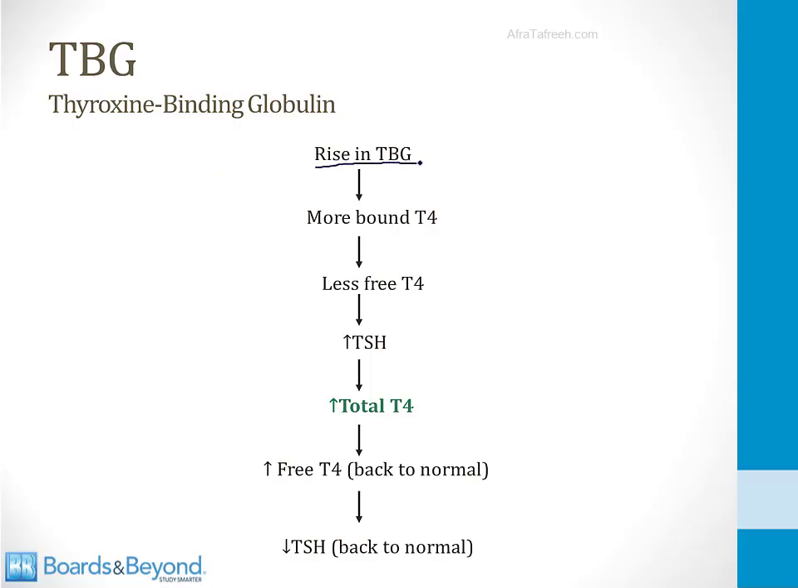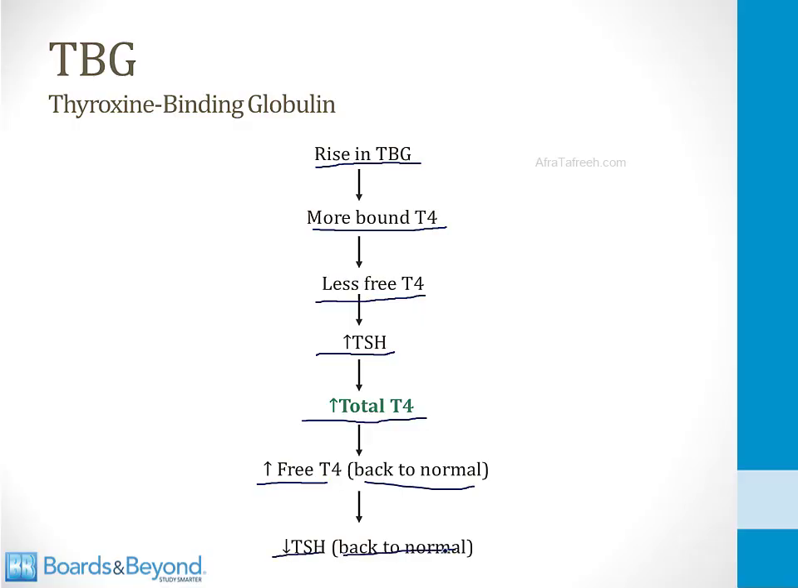If there is a rise in your TBG level, those extra TBG molecules will soak up T4 so that there is more bound T4 in the plasma. This will mean that there is less free T4 in the plasma, so these patients will transiently see a small drop in their T4 level. This will be sensed by the pituitary gland, and there will be a rise in thyroid stimulating hormone. This will stimulate the thyroid gland to synthesize more T4 so that there is an increase in total T4. When the total T4 level goes up, that will increase the free T4 level, so it goes back to normal, and then the TSH level will fall and also go back to normal.